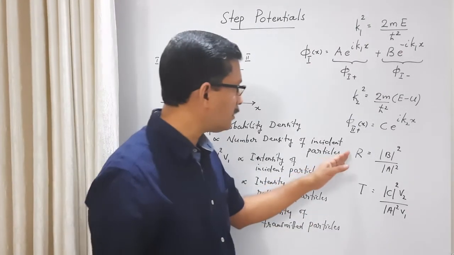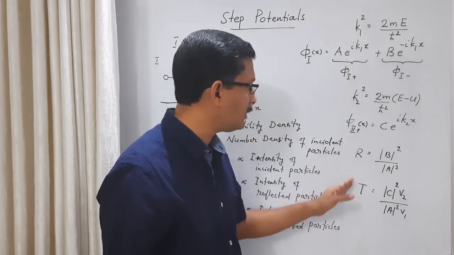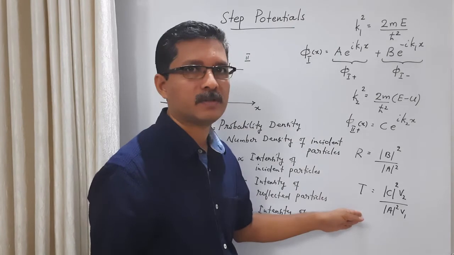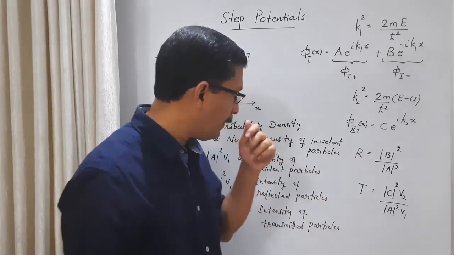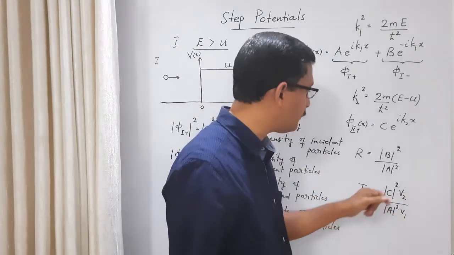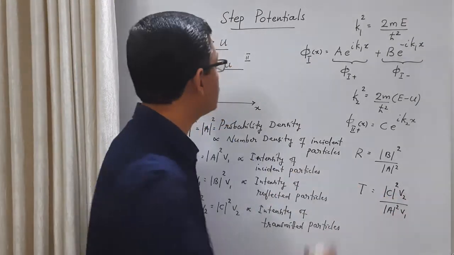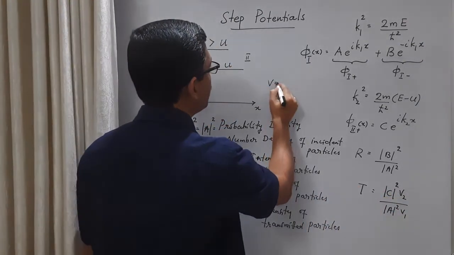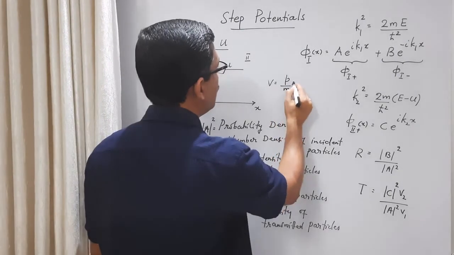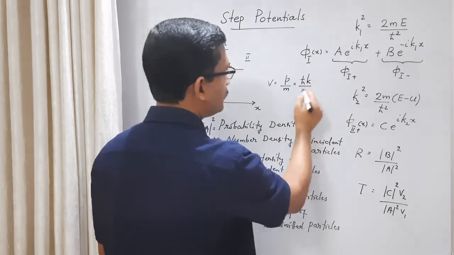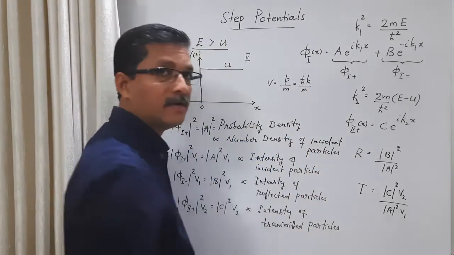Okay, so we have obtained an expression for reflection probability and transmission probability, also called reflection coefficient and transmission coefficient. Here we can further simplify this. Now I can rewrite this velocity part. Velocity we can write as momentum by mass, and momentum is h cross k, so we can write this as h cross k divided by m.